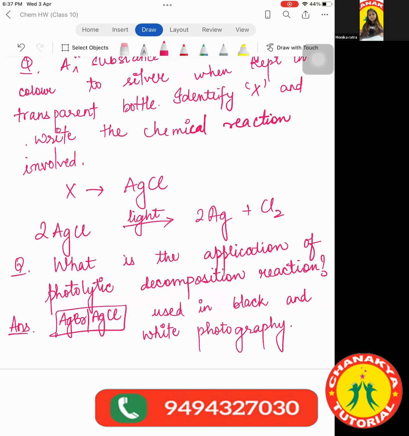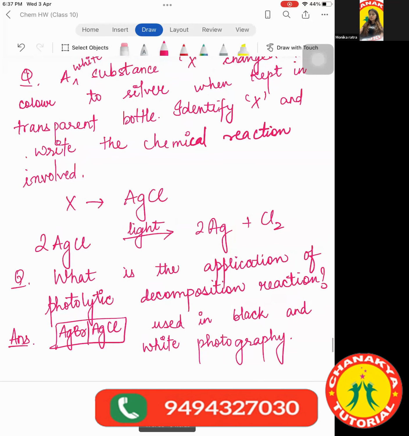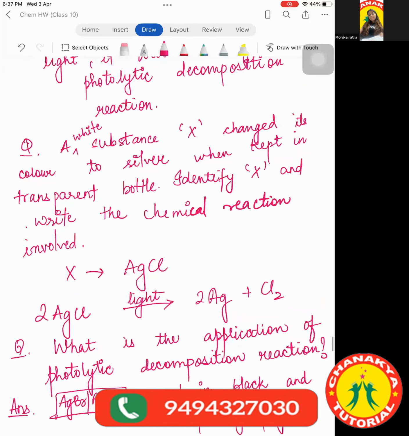Fine, children? Anyone who has any doubt in the photolytic decomposition reaction, you can ask me. Otherwise, I will move further and then I am going to ask the questions if everything is clear to you all. This is very important. What is the application of photolytic decomposition reaction?